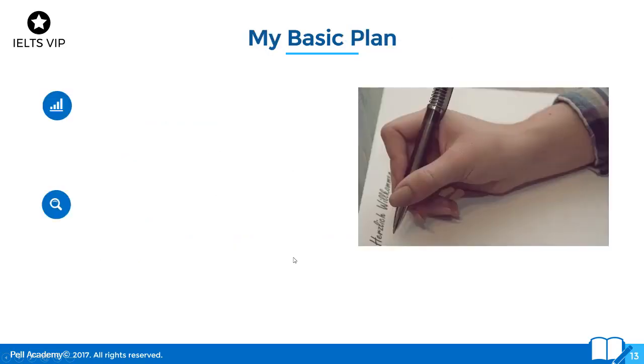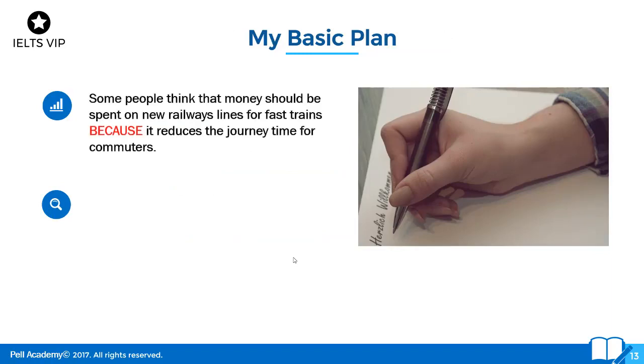So let's just look at my basic plan. So these are my ideas. Some people think that money should be spent on new railway lines for fast trains because it reduces the journey time for commuters. Okay, so this is the reason, because it reduces the journey time for commuters.